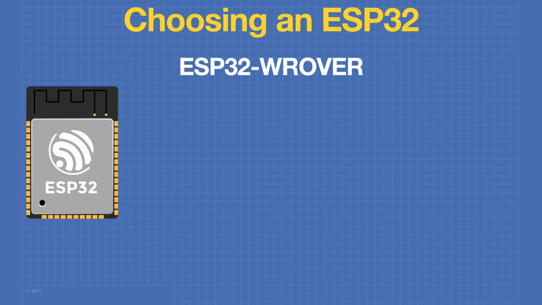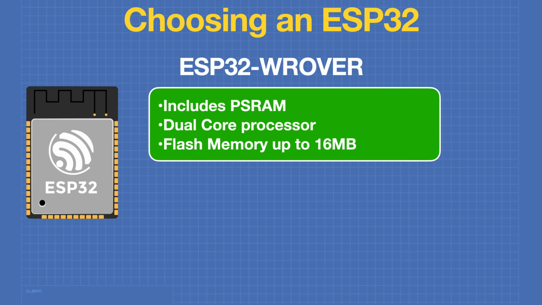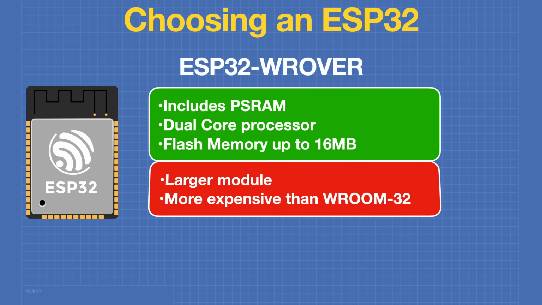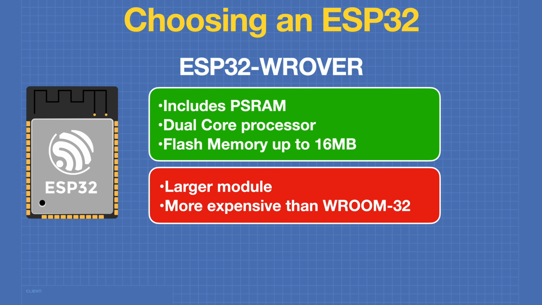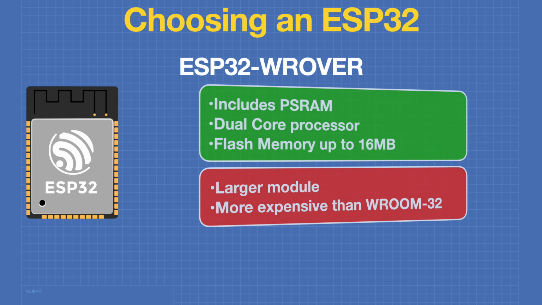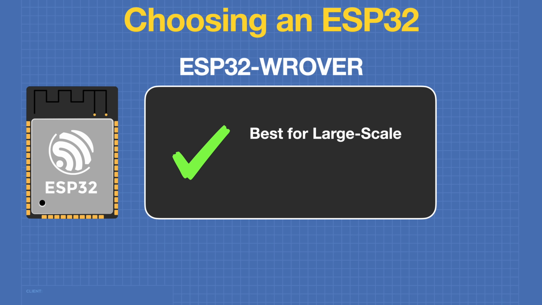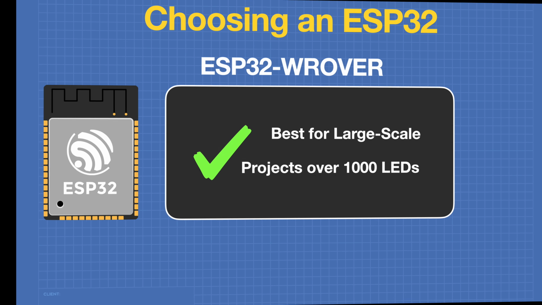The ESP32 WROVER includes PSRAM and is a dual-core processor. It has flash memory of up to 16 megabytes. These are generally larger modules and they're more expensive than the WROOM32. This is the best device for a large-scale installation, such as projects that have over 1,000 LEDs.